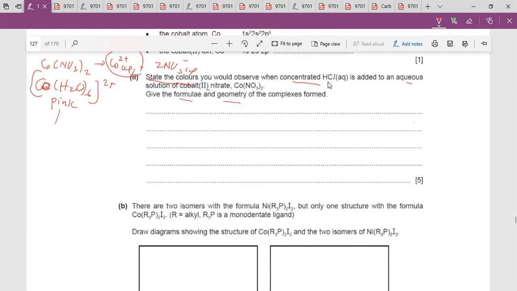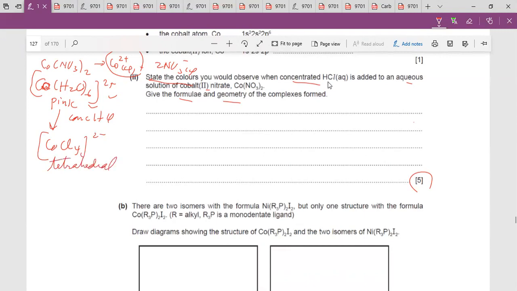Okay. Give formula, geometry, comes from. So it's pink, and you add what? You add concentrated HCl. 5 marks, no. Wow, fantastic, man. Right now, geometry, color, no. Yeah, here. No. To what? You get your CoCl4 2 minus, and what is this? Tetrahedral.